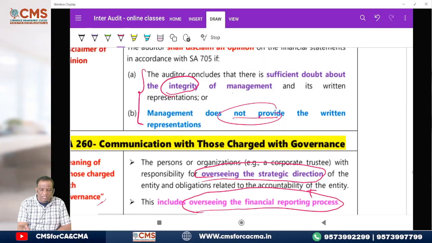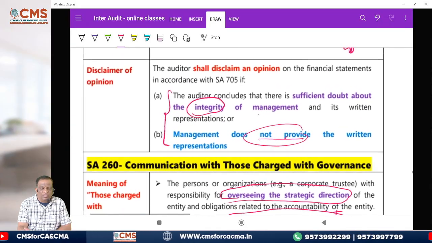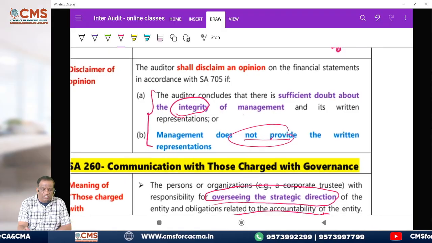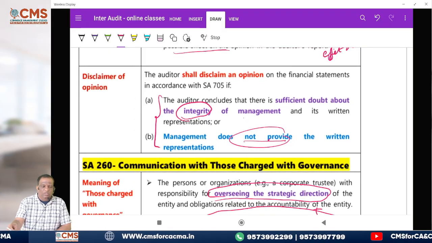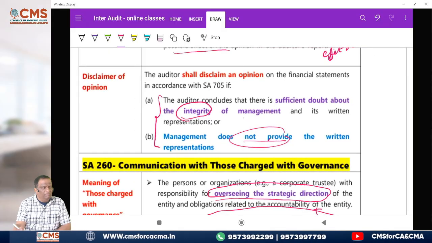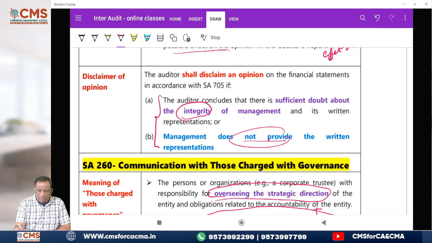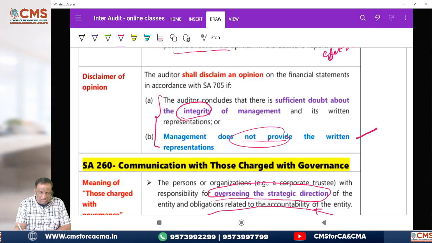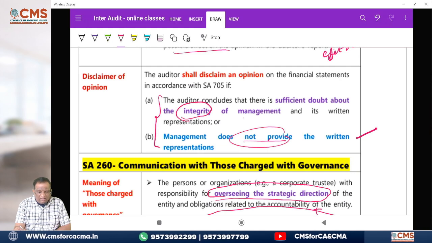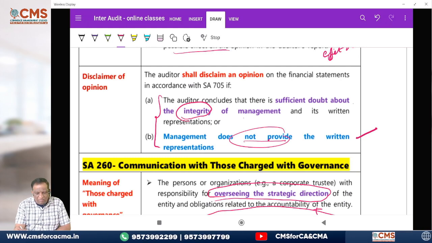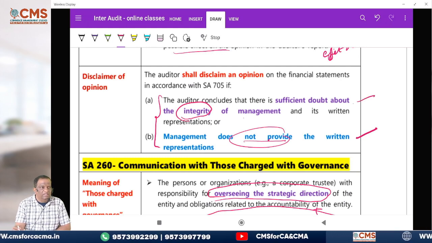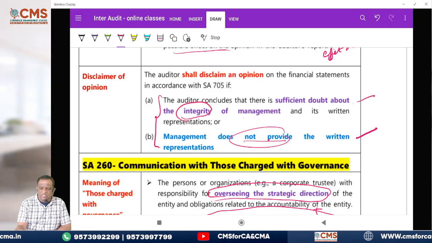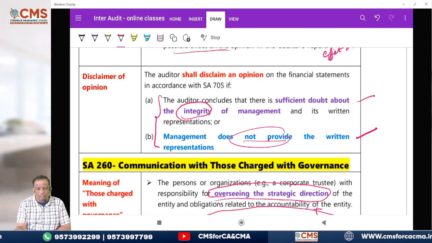And finally, when may you go for a disclaimer of opinion with regard to representation? When will an auditor go for a disclaimer? Two situations. It is logically easy to answer. When the management has refused to provide written representation. In the second case, they have given the representation, but it is doubtful because there is a doubt on the integrity of the management. So in these two cases, I don't want to rely and I can go for a disclaimer.